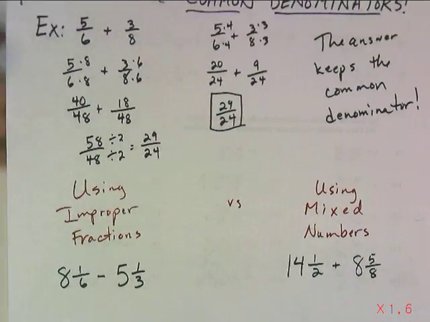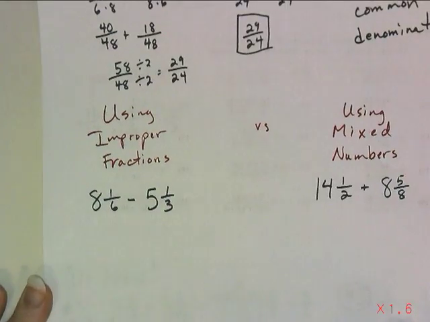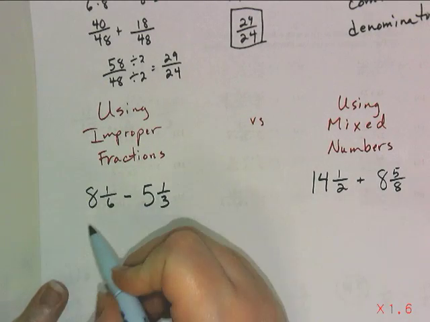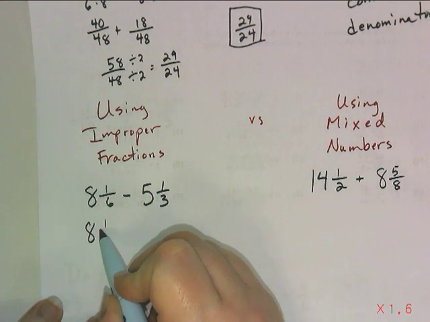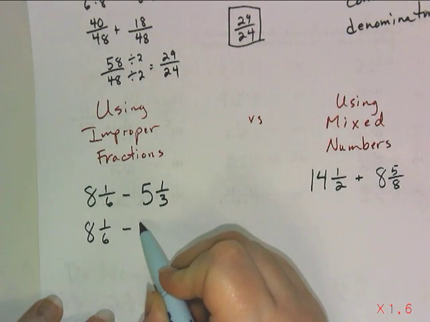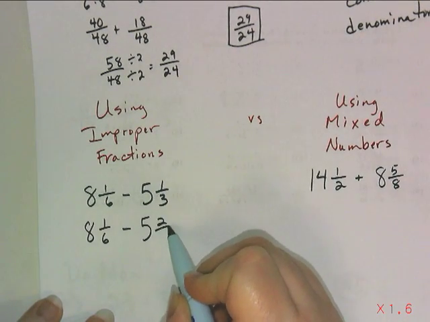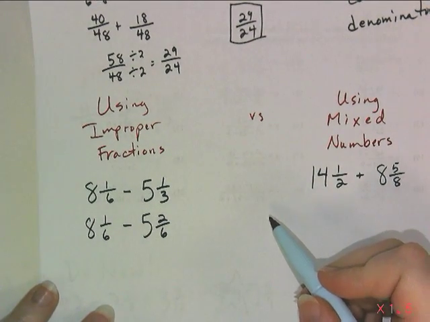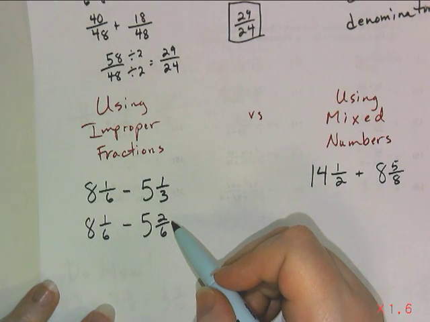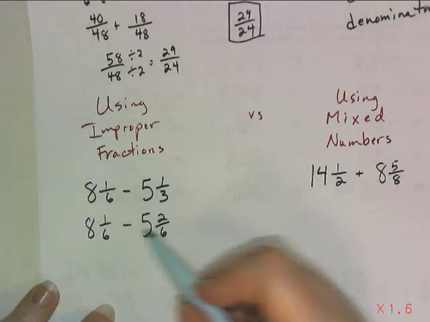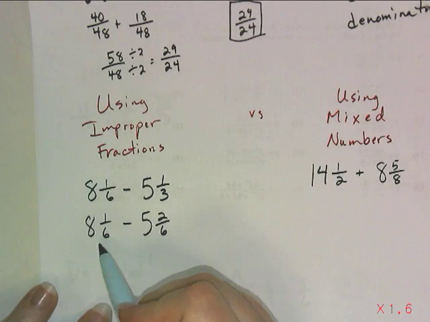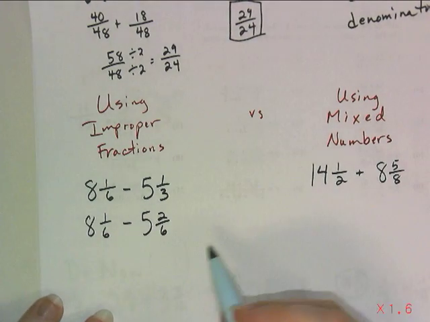This is one of those cases where once I get my common denominator and I convert them, 6 is going to be the best common denominator to use. This stays 8 1/6, but here I have 5 2/6. Wait a minute, 1/6 minus 2/6. I can't do 1/6 minus 2/6. So normally I would have to borrow, but that can be complicated for some people. So instead, I'm going to change everything to improper fractions.